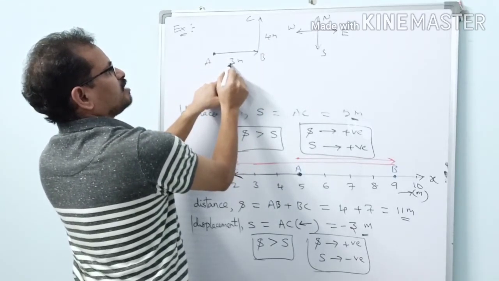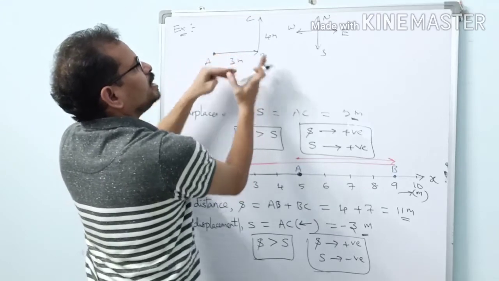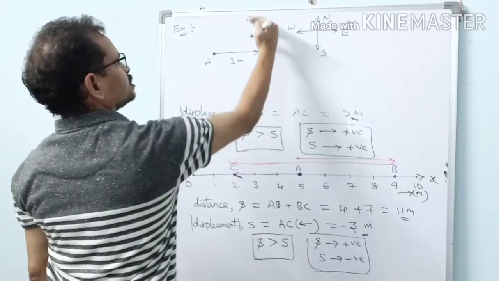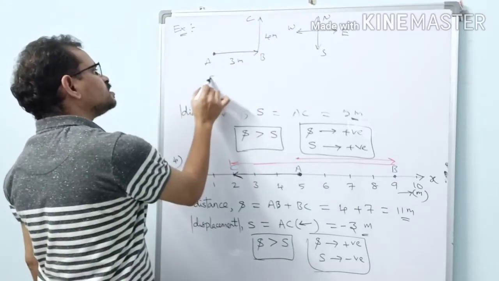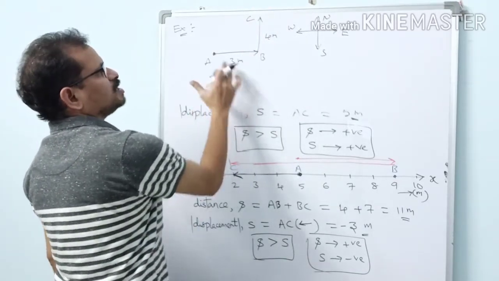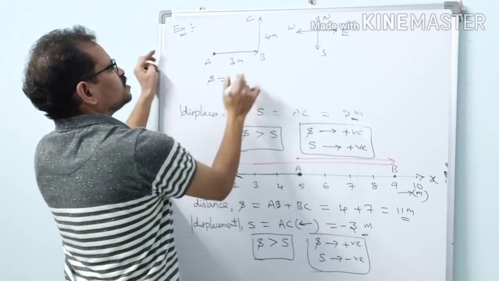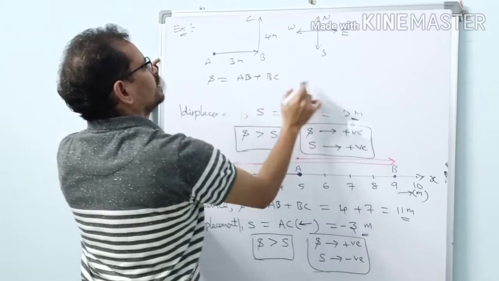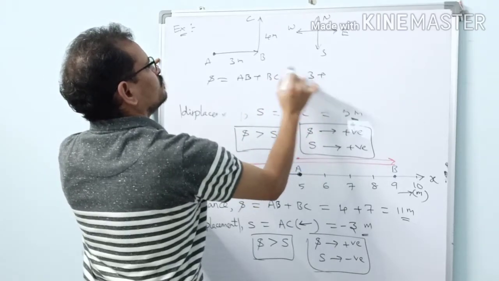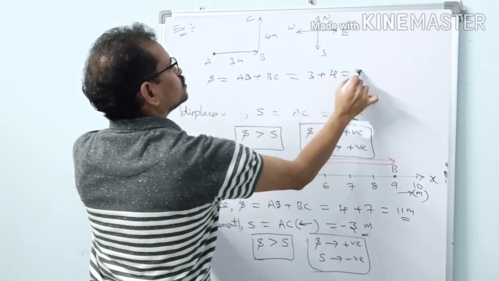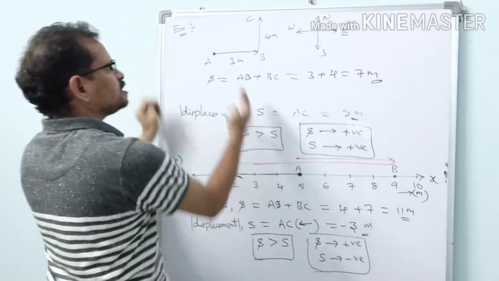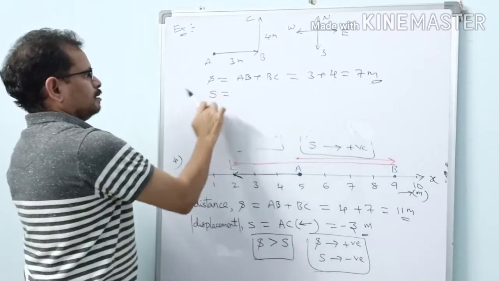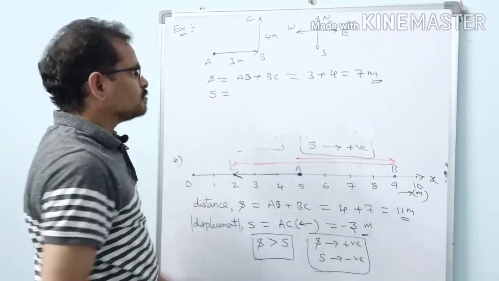First the particle started at position A, moves towards east and reaches position B. What is the distance it travels here? 3 meters. And again from B, in what direction does the particle move? Towards north. So how much distance? 4 meters. In this case, what is the distance S? S equals simply the path length, no? So what is the length of this path? AB plus BC. What is AB here? 3 meters. What is BC here? 4 meters. So the total distance traveled by the particle from A to B, B to C is 7 meters.